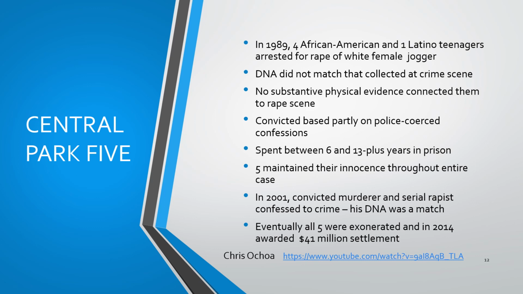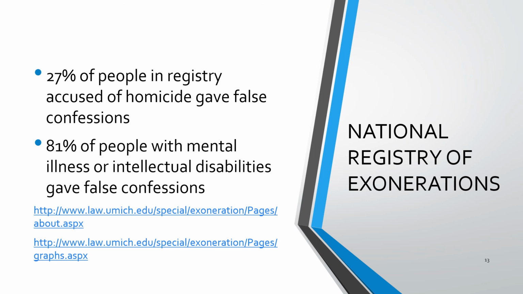The second case is Chris Ochoa, and you can watch his story in his own words at the link provided on the slide. According to the National Registry of Exonerations, 27% of people in the registry who were accused of homicide gave false confessions, and 81% of people with mental illness or intellectual disabilities did the same when they were accused of homicide. The first link will bring you to the website, and the second link to a dynamic series of graphs. These are all worth viewing.